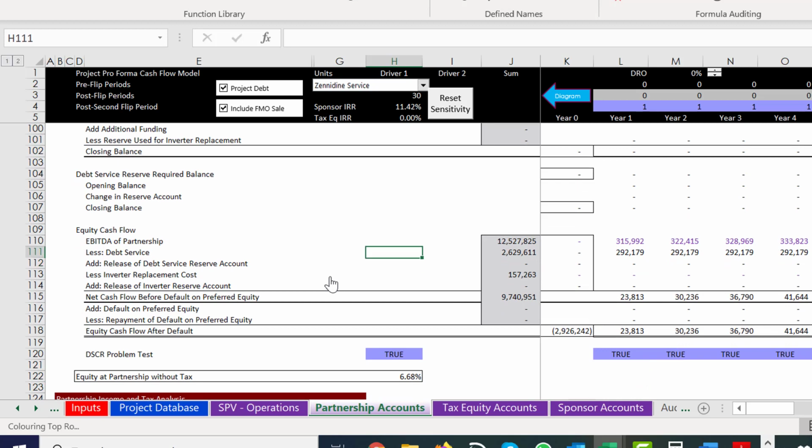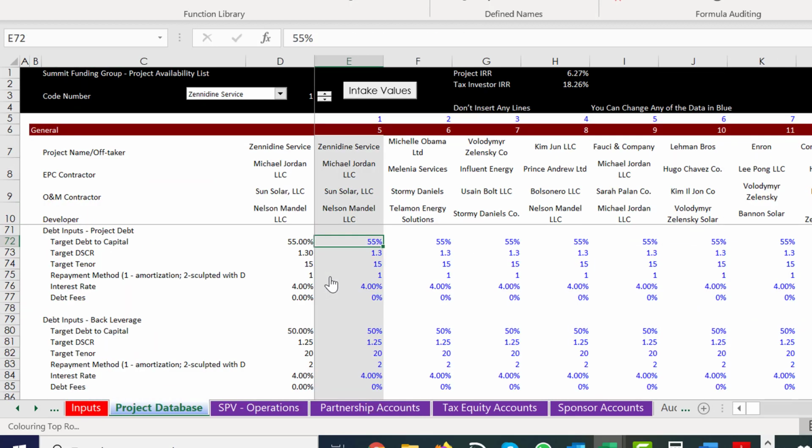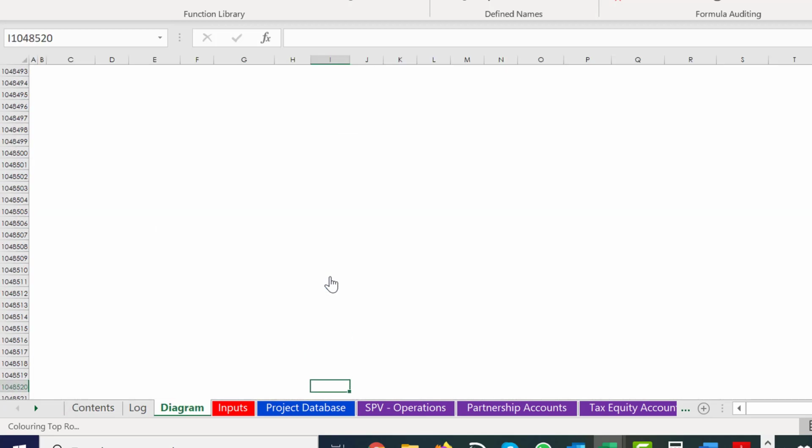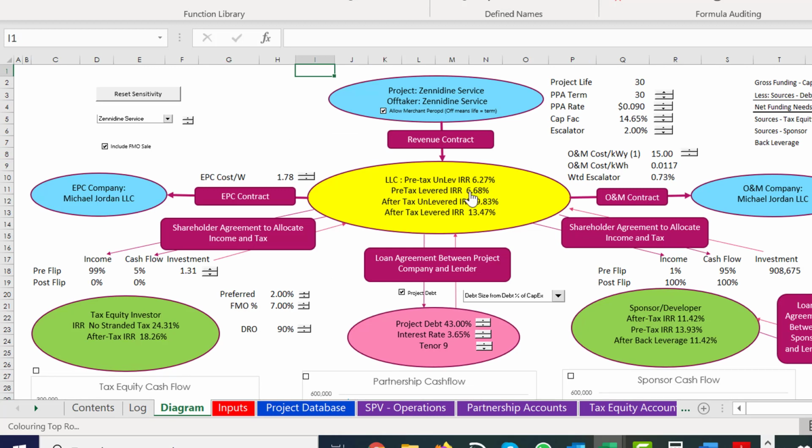But then once we've got that, we can compute without taxes, and that's the one I was looking for, the equity IRR at partnership level without tax. Okay? So this goes into our wonderful little diagram, which I seem to have lost. And that's this one. So in this case, we have our unlevered IRR was 6.